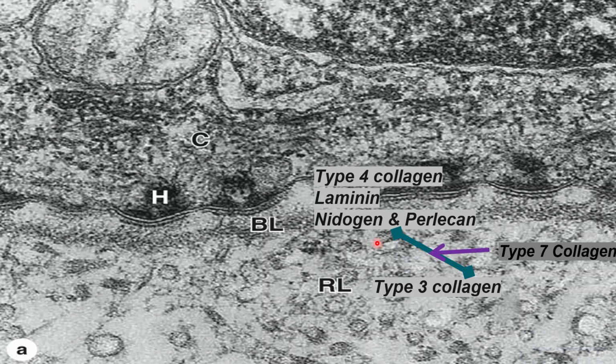Now, the basal lamina has macromolecules. The macromolecules that compose the basal lamina are type 4 collagen, laminin, nidogen, and perlecan. Now, what is type 4 collagen? Type 4 collagen just helps in stability. It is a network cross-linked together, 2D, for stability of the epithelial cells.